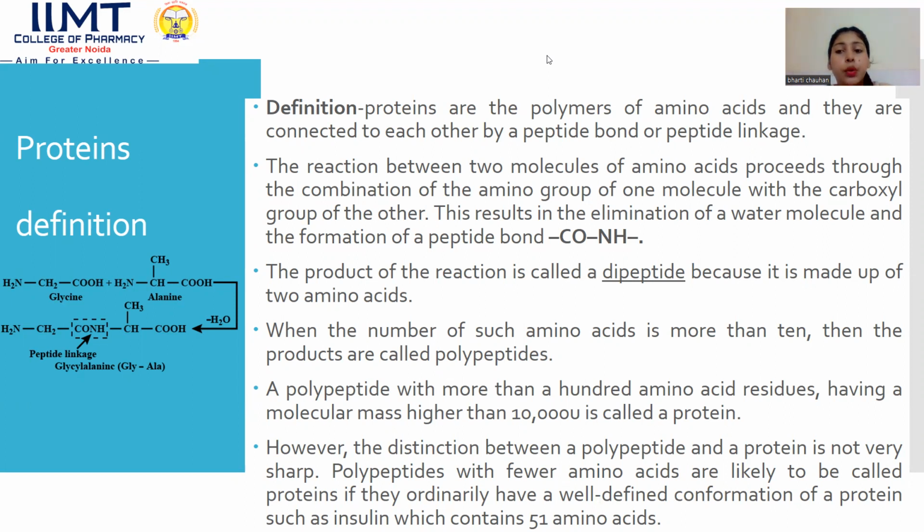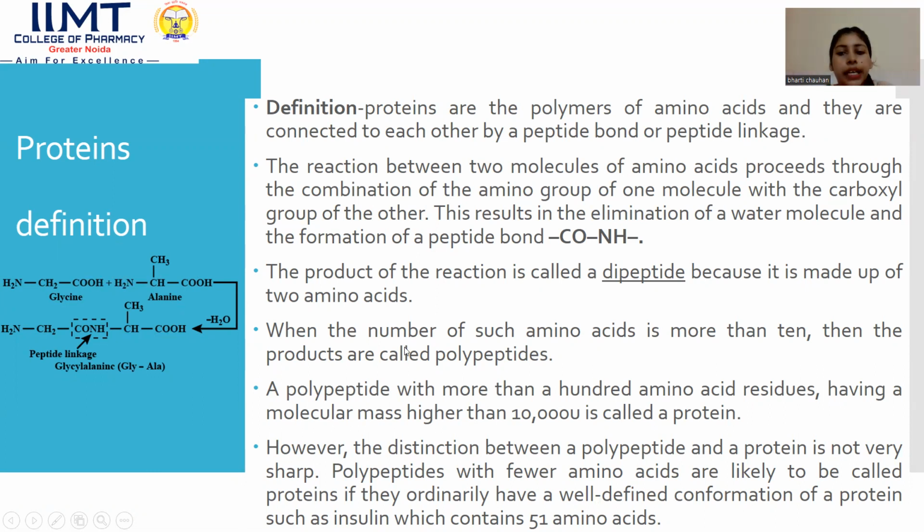The reaction between two molecules of amino acid proceeds through the combination of the amino group of one molecule with the carboxyl group of the other. I'll take the example right here. For example, when the carboxyl group of glycine right here combines with the amino group of alanine, it will form a peptide linkage and is called glycyl alanine.